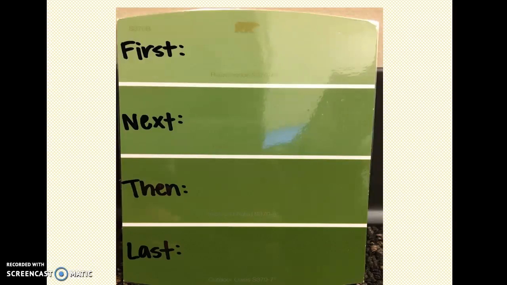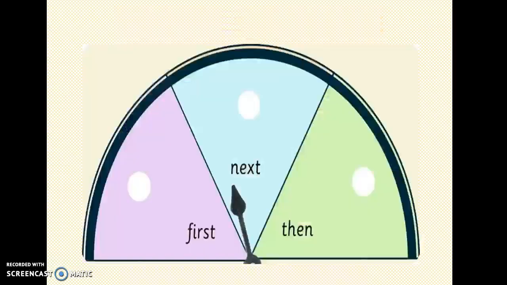This is an example of how students can then progress to adding to the first-then format. So this one has first, next, then last. And this one uses paint chips to create an expanded first-then visual. So the student has to complete more tasks in order to get to the last, which ideally would be a preferred activity. Another example of a way to expand on a first-then schedule.